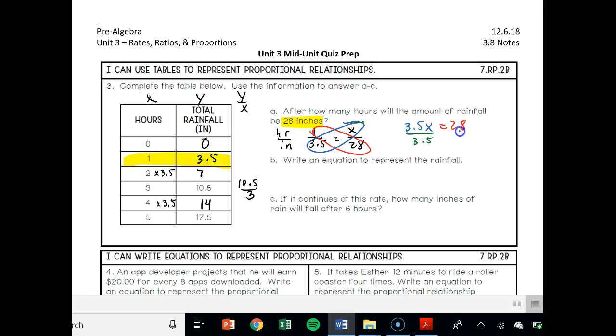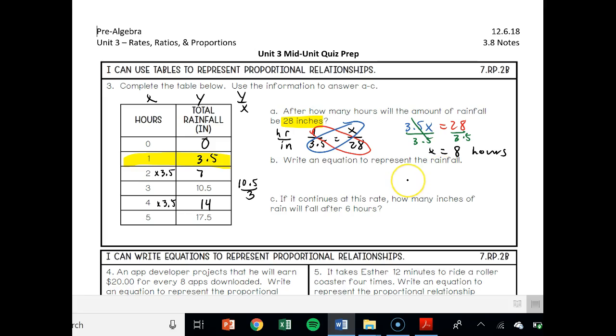This is the type of work I want to be able to see on tomorrow's quiz. So, you know, if you have to watch this video tonight to study, watch this video tonight to study. So 28 divided by 3.5 gives you 8. So it would be 8 hours I'd need to get 28 inches of rainfall.